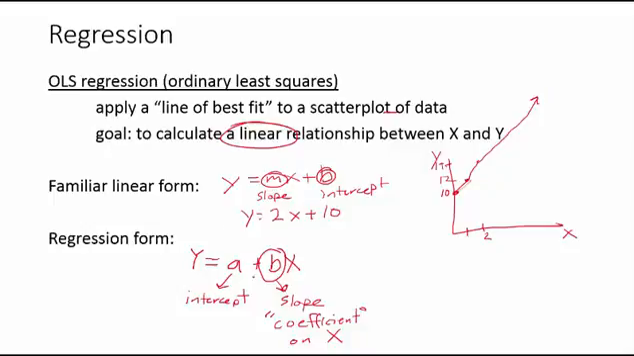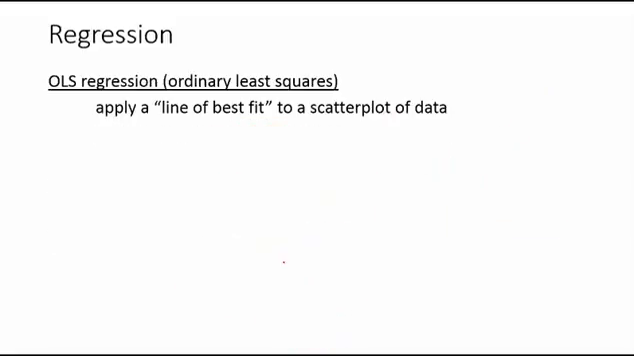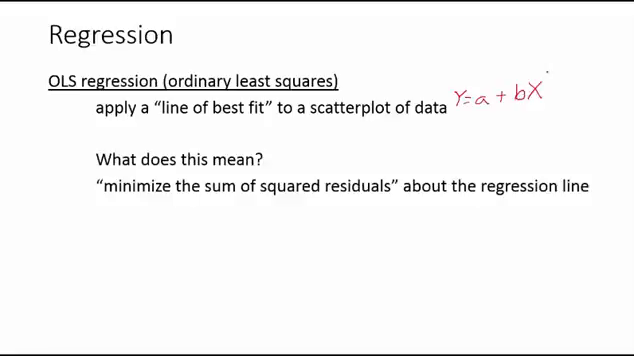We're doing exactly what you're used to with the linear equation format, just rearranging it a little bit, and we're going to work with this from now on in the context of regression. So we're applying a line of best fit, and it's going to be linear, defined by the formula y equals a plus bx. What does this mean, and how do we do that? Well, we're going to minimize the sum of squared residuals about the regression line. What do we mean by that?